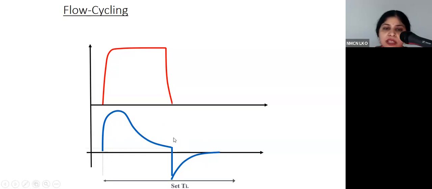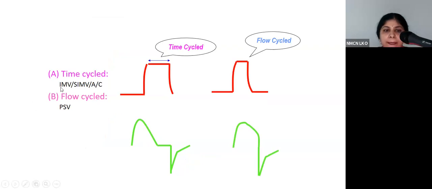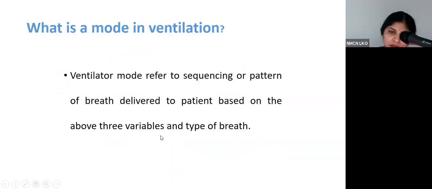Here you can see that the baby's lung is not being kept in a particular distended state because we have not set some preset TI time. Here the inspiratory time is being determined by the patient's lung mechanics. So this is a time cycle phase where you can see there is a gap between inspiration and exhalation flow. And in the case of flow cycling, it is a smooth curve.